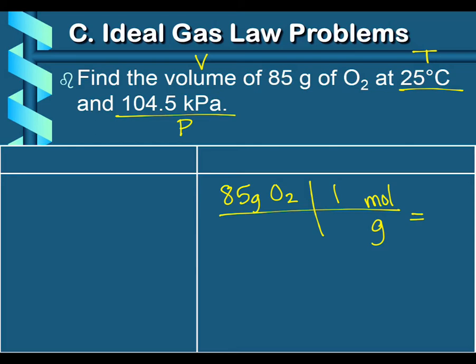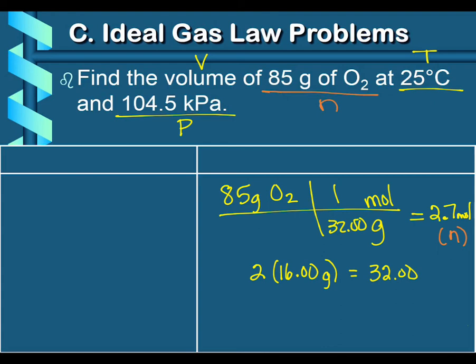I'm going to look at the periodic table. I know I have 2 oxygens, and each of those from the periodic table has a mass of 16 grams, which is 32. So I'm going to plug in my 32 right here and solve. I've been using the proper significant figures through all of this. So when I do that, this will give me 2.7 moles. Now I can plug that in as my value for N, 2.7 moles.